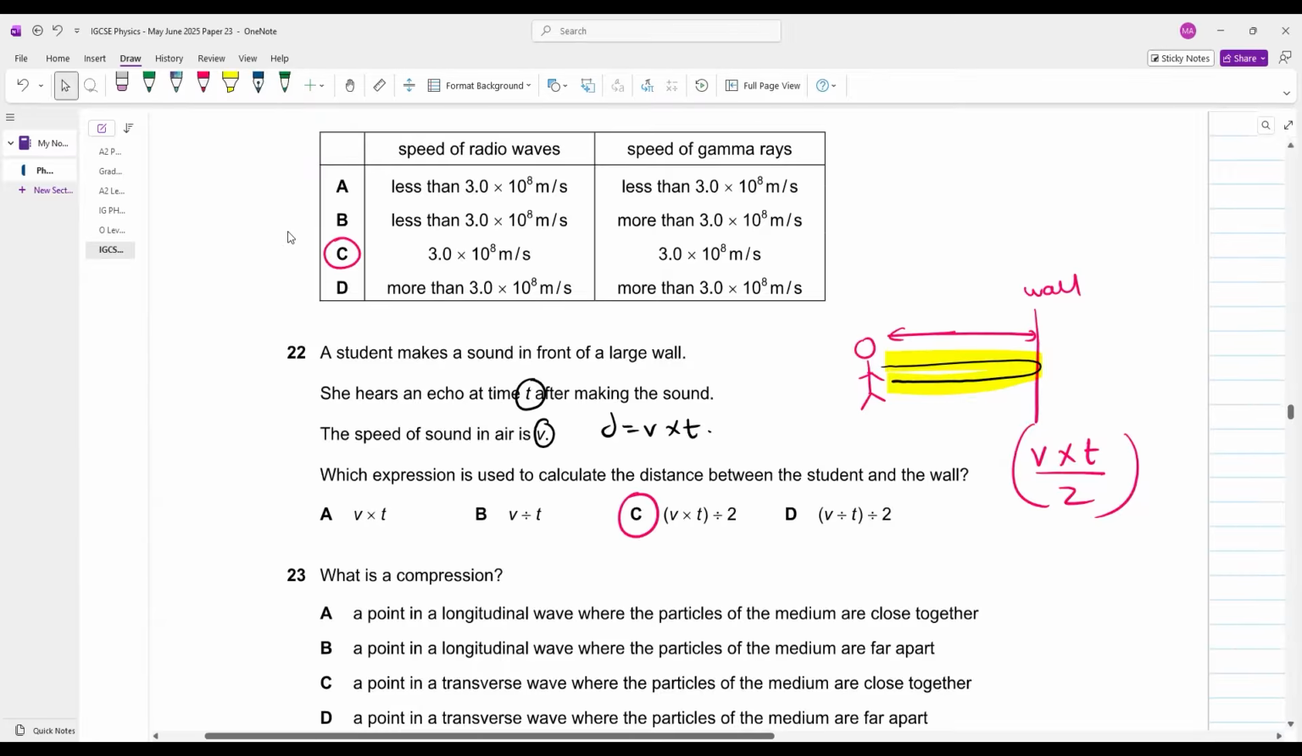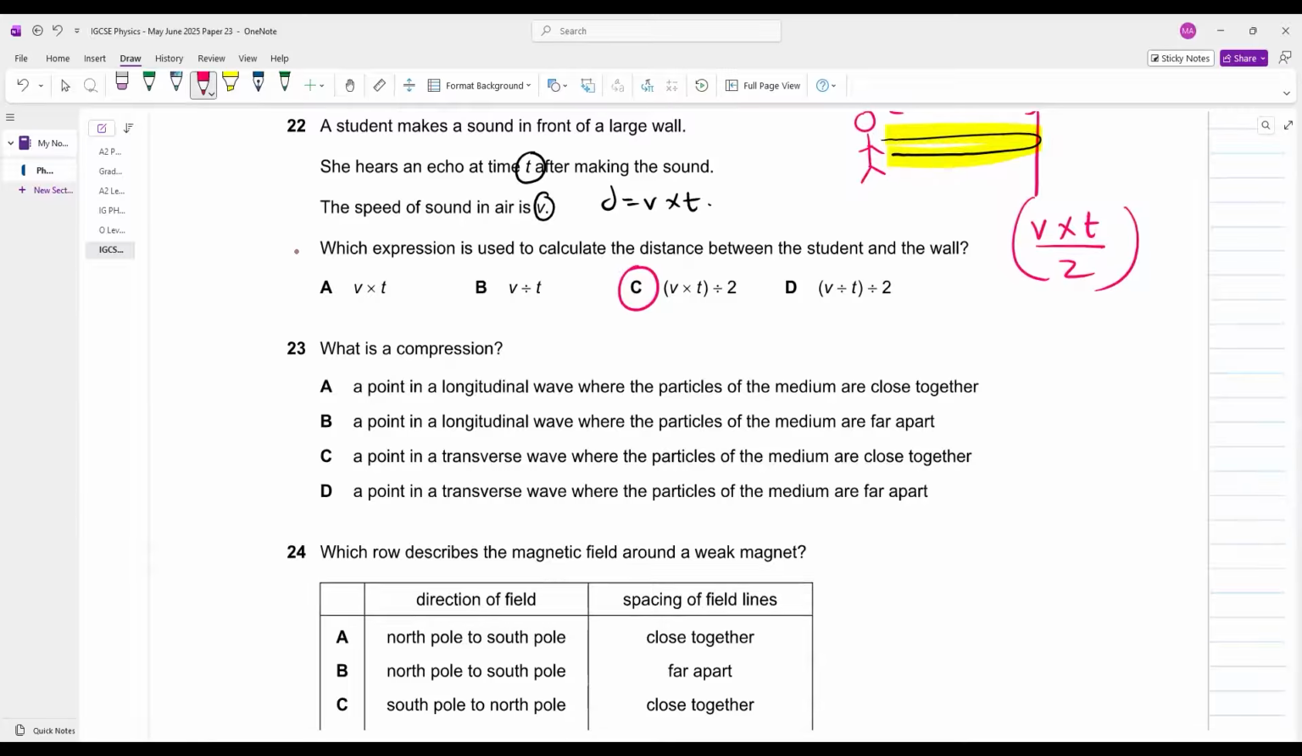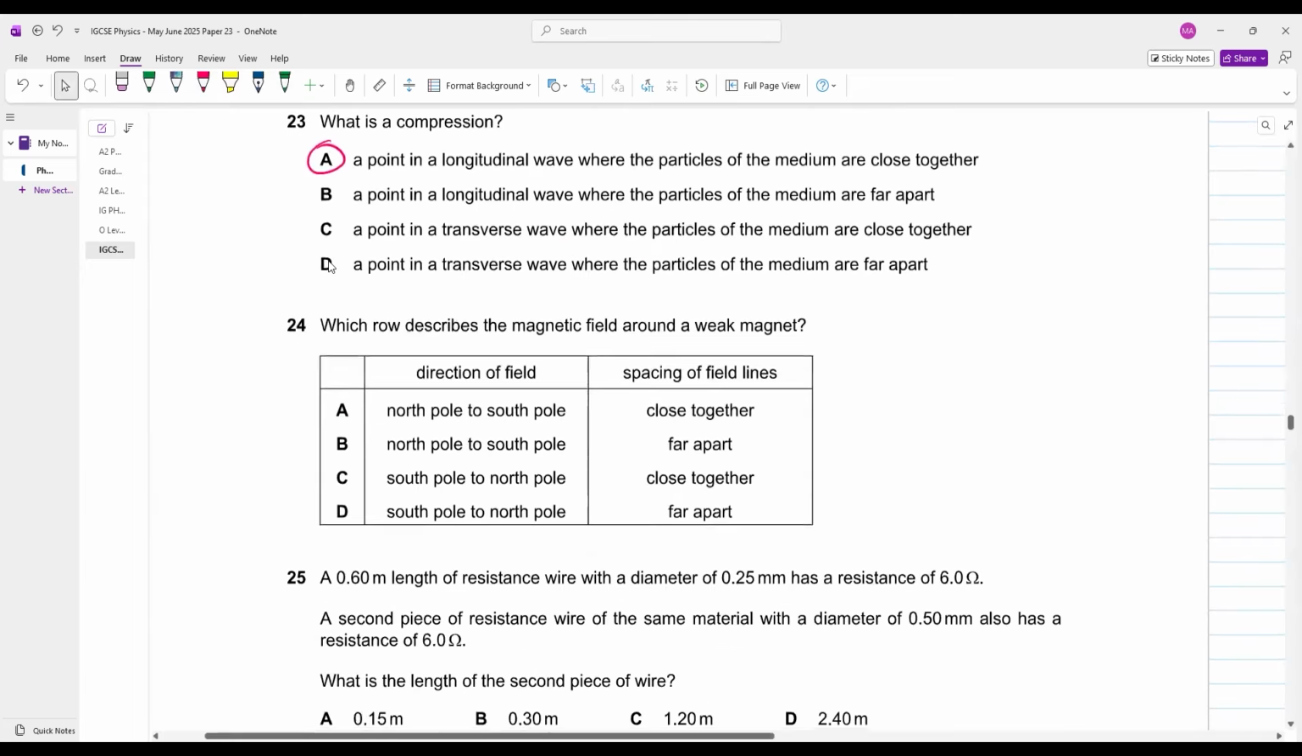What is a compression? Compression is a point in a longitudinal wave where the particles are close to each other. A is your answer.